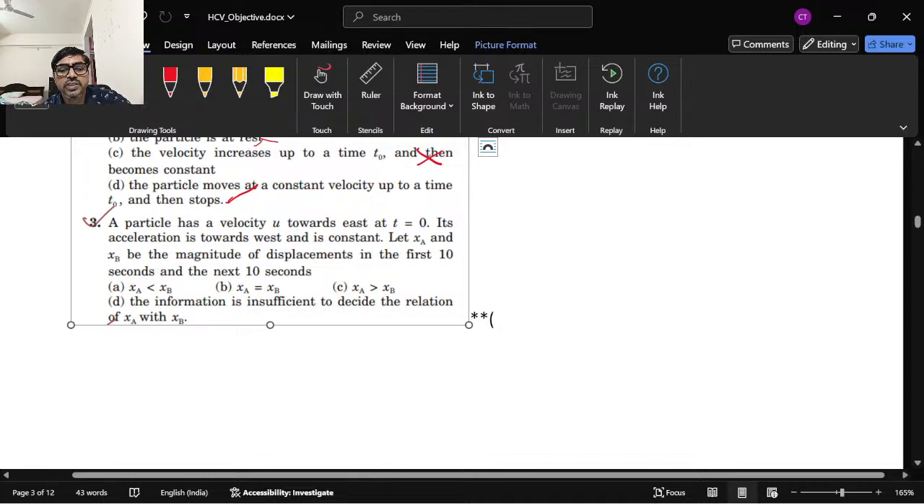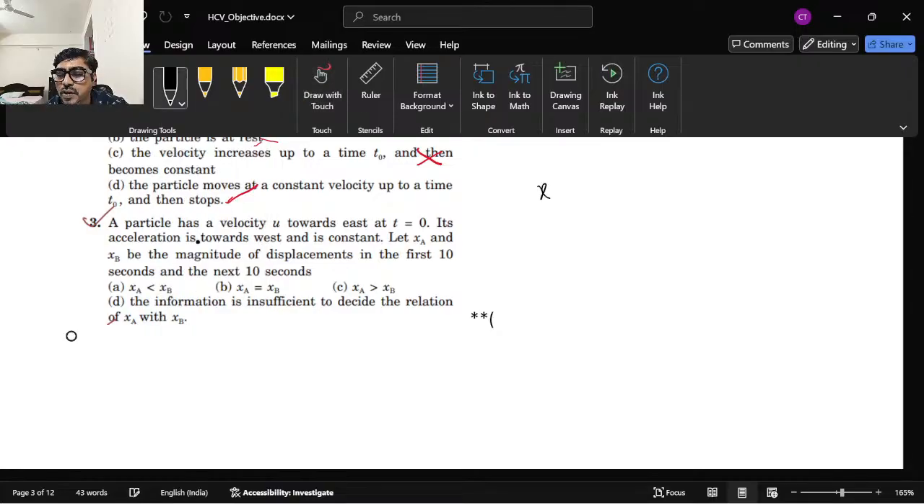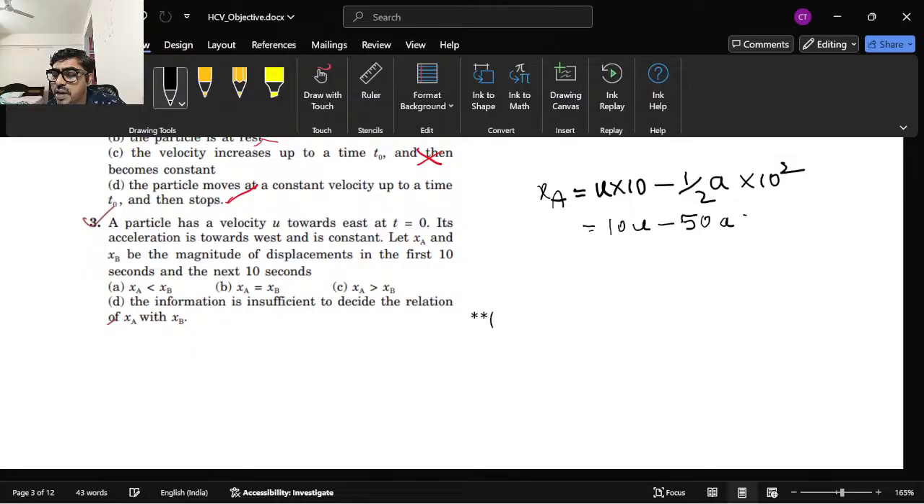So displacement in first 10 seconds, let's write it. In the simplest possible way, xa will be, in a very mathematical way we'll do it, xa will be equal to u into 10 minus half a into 10 square. So that is going to be 10u minus 50a. So that is xa, equation 1.